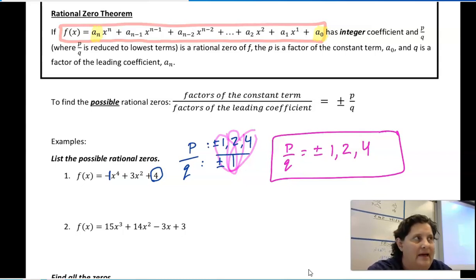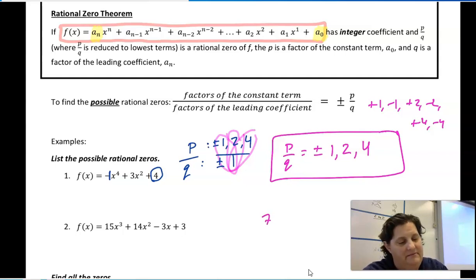What it's saying is that if I have a rational number, so not counting irrationals, not counting imaginaries, if I have a number answer to this, it has to be either, I just put the plus minus at the beginning, but positive 1, negative 1, positive 2, negative 2, positive 4, negative 4. Those are the only choices. So if I were to then solve this and I got an answer of 7, it's wrong because it's not off that list, okay? It has to be off that list to be a possibility. So it could only be positive or negative 1, 2, or 4.